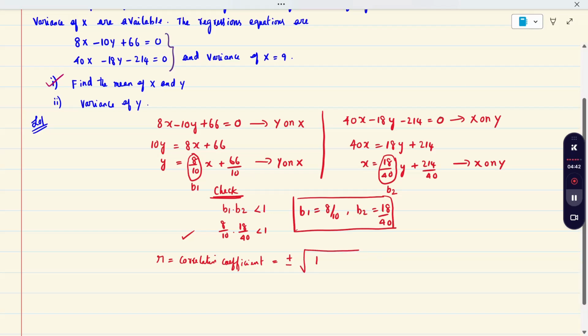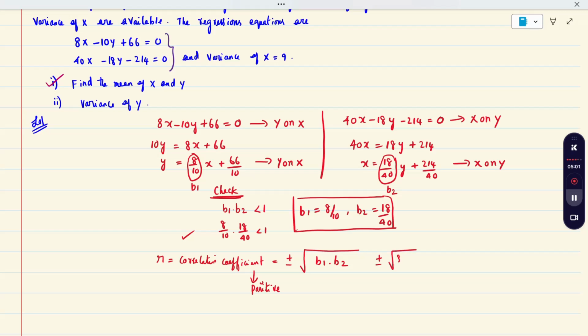So the root of b1 into b2, when I multiply it, is called the correlation coefficient. I am going to take only the positive value. The negative value is the same as the positive value, so you can remove the negative symbol and write only the positive value. So b1 and b2, you multiply it.